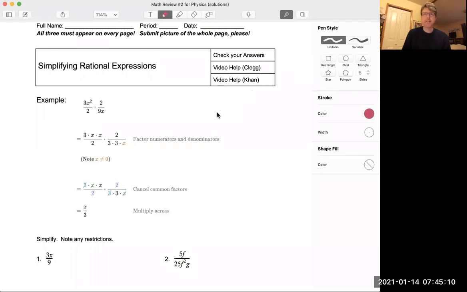Hey, it's Mr. Clegg. Let's simplify some rational expressions. What that means is basically we're going to be canceling out common factors in the numerator and denominator.